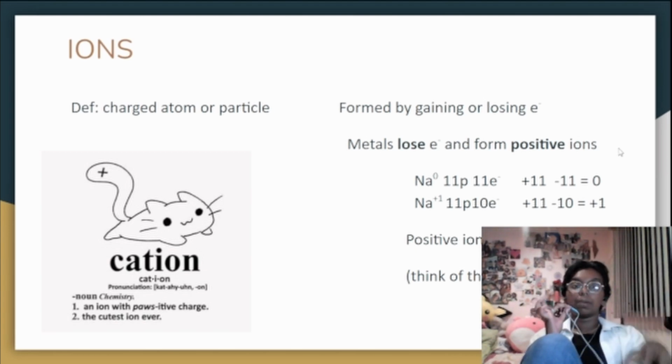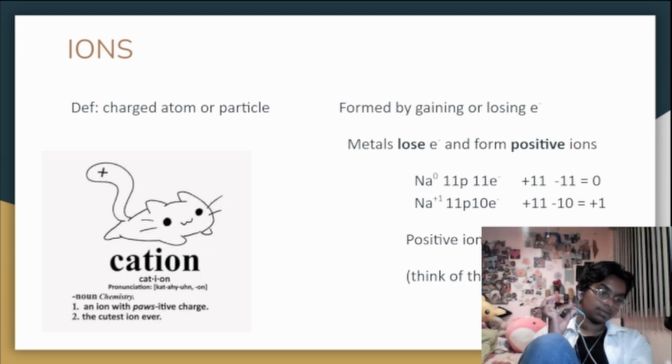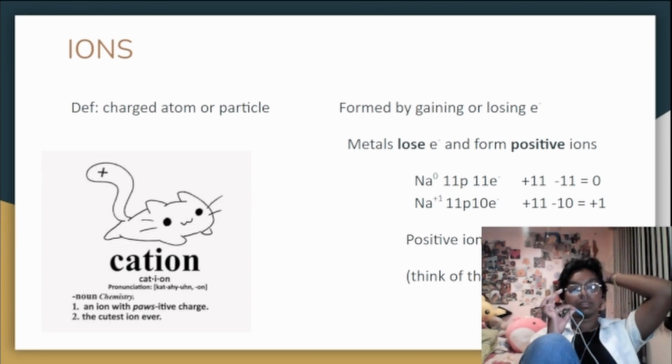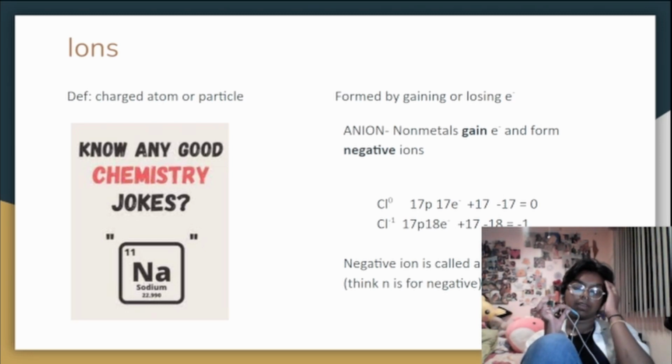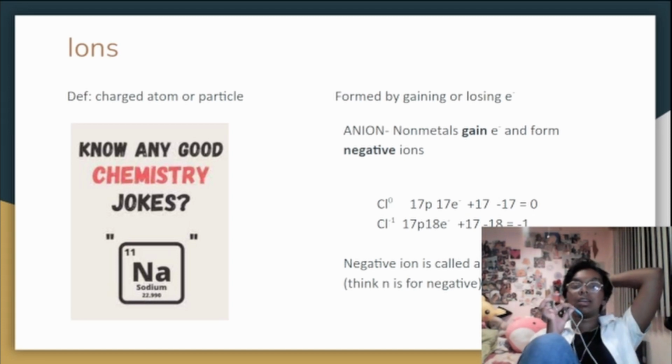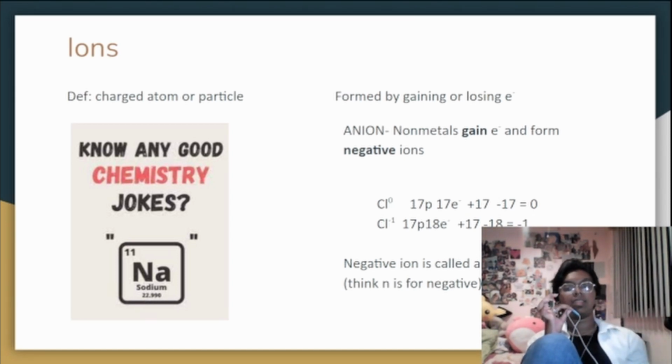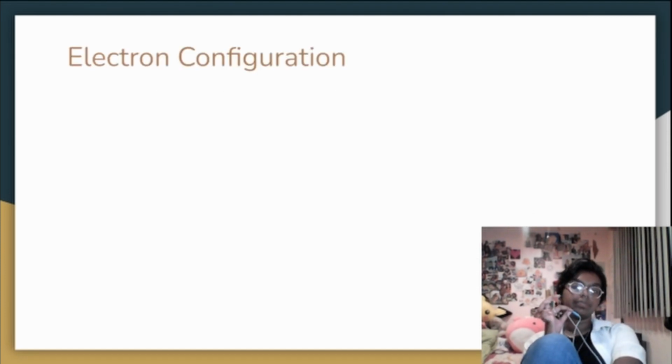Okay, so a way you can remember that positive ions are cations is that cation has a T, and you can think of the T as a positive symbol, a plus sign, whatever, right? But yes, metals lose electrons, and hence they form positive ions. And then non-metals, they form anions, right? So they will typically gain electrons, and they would form negative ions. And a way you can think of negative ions being anions is that anion has N's in it, and N is for negative. That's one way you can think of it.